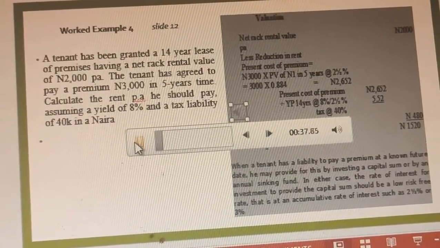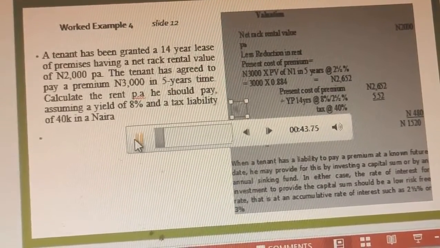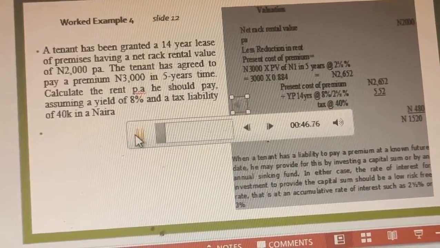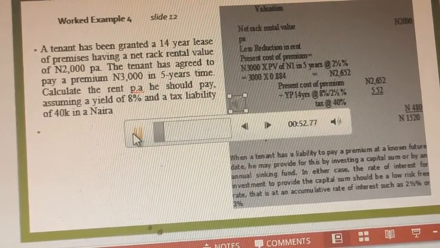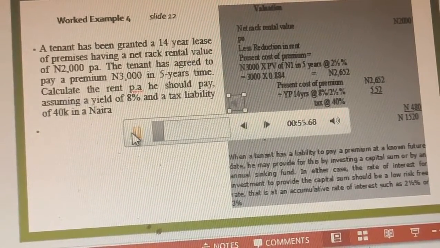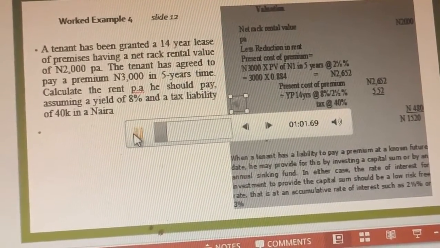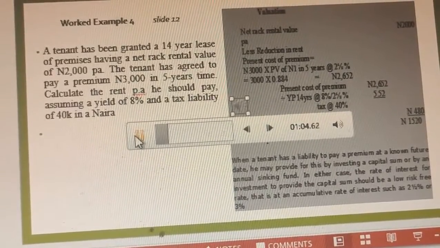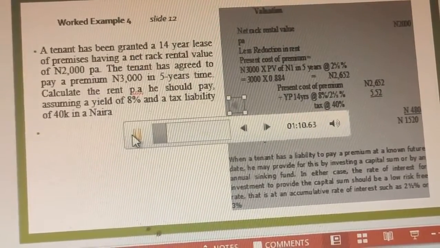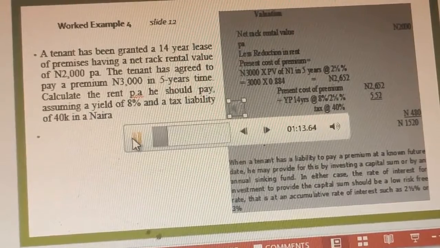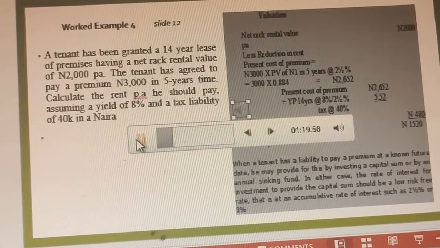Now let's look at the question. A tenant has been granted a 14-year lease of premises having a net rack rental value of 2,000 naira per annum. The tenant has agreed to pay a premium of 3,000 in 5 years' time. So this premium is not to be paid immediately. It's to be paid at a future date. Calculate the rent per annum that the tenant should pay, from the tenant's point of view, assuming a yield of 8% and a tax liability of 40 kobo in a naira. Now look at the solution.